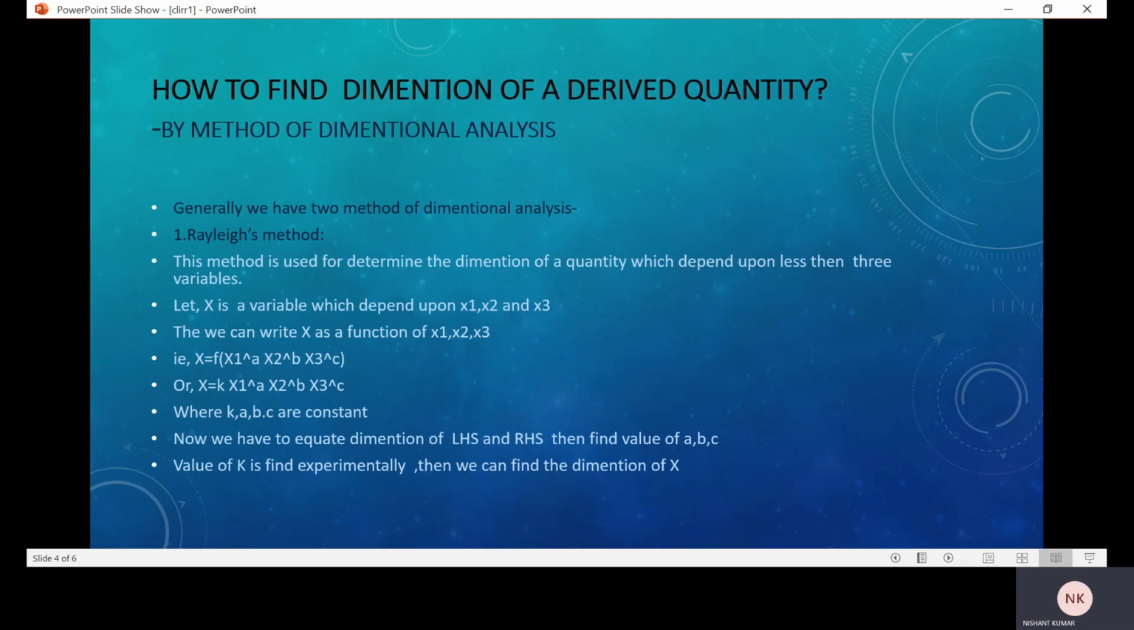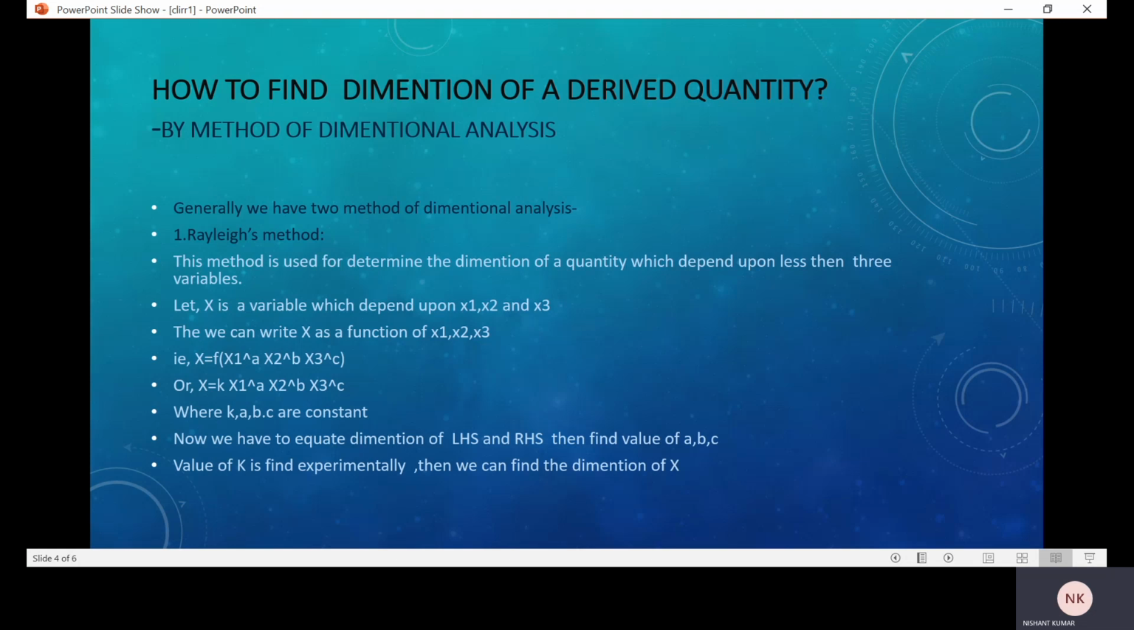This method is used to determine the dimension of a quantity which depends upon not more than three variables. Let x be a variable which depends upon x1, x2 and x3. Then we can write x as a function of x1, x2 and x3 as x equal to f of x1 to the power a into x2 to the power b into x3 to the power c, or x equal to k times x1 to the power a, x2 to the power b and x3 to the power c, where k, a, b, c are constants.